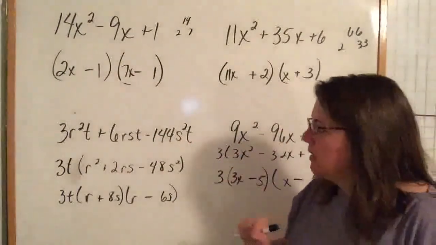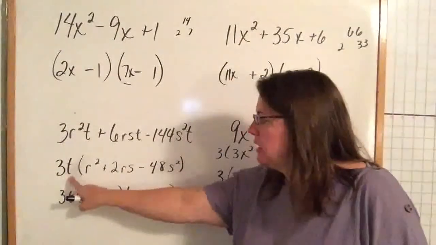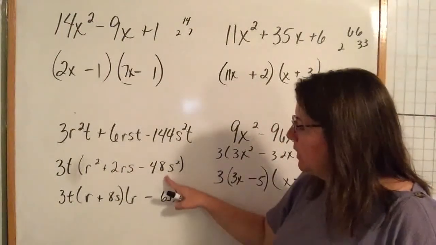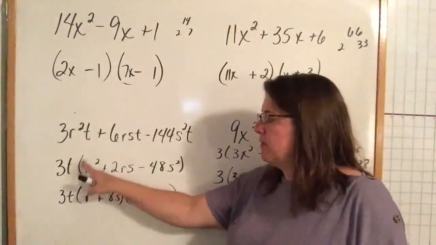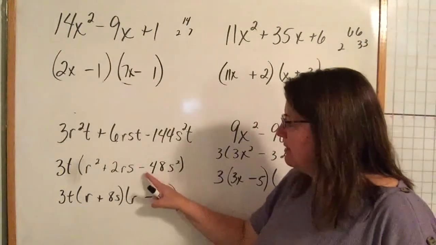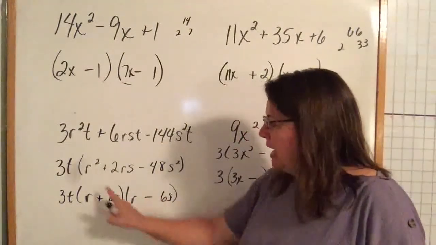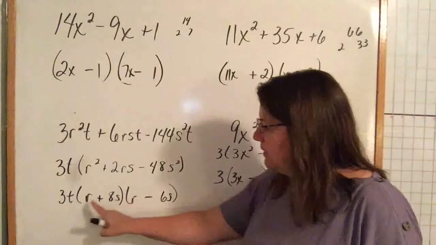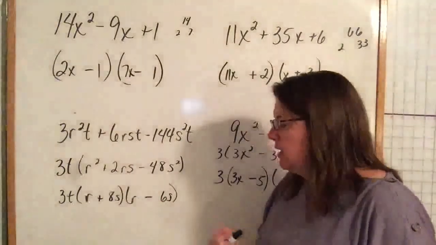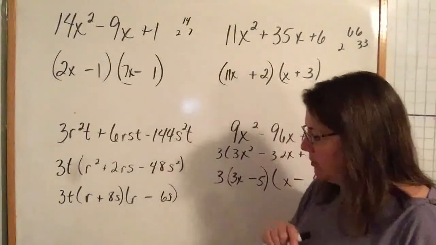For this one, they all have a 3t in common, so I brought the 3t out first, leaving me with r squared plus 2rs minus 48s squared. And this one is a little simpler because there's a 1 in front of the r squared term there. So we're looking for factors of 48 that subtract to give me 2, which would be 6 and 8. So I put a 6 and 8 here. I needed an r in the front of each, and I also needed an s at the end of each binomial in order to have my middle term of the rs. So that was one of those with the 2 separate variables.